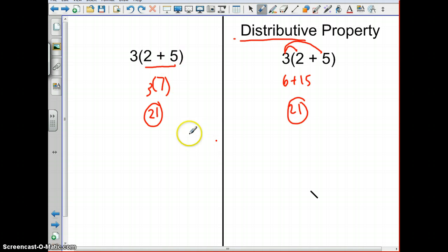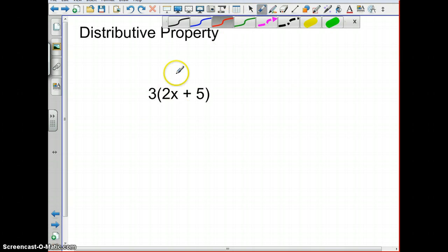Now, which way looks the easiest to you? The first one. Yeah, this is by far to me the easiest way to do this problem. So on this kind of problem with just numbers, you really don't use the distributive property. Let me pause the video and put up a different problem though. All right, here's the kind of problem we're going to use the distributive property on.